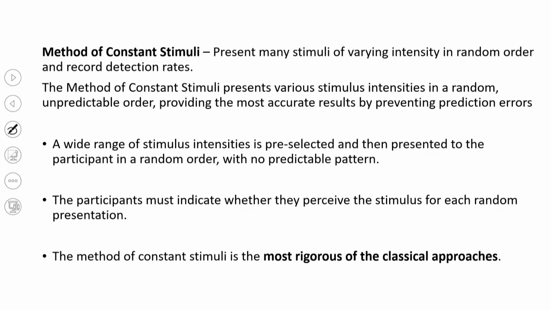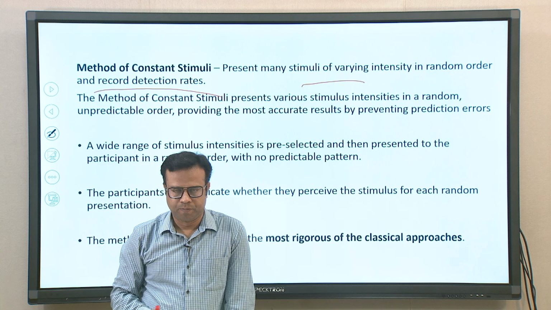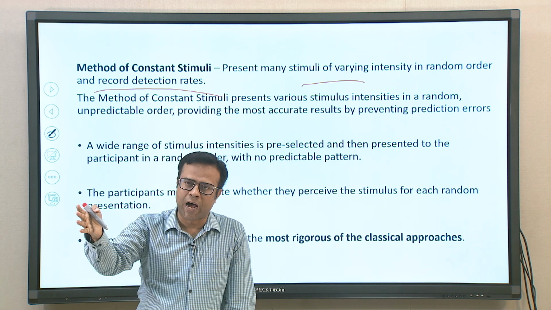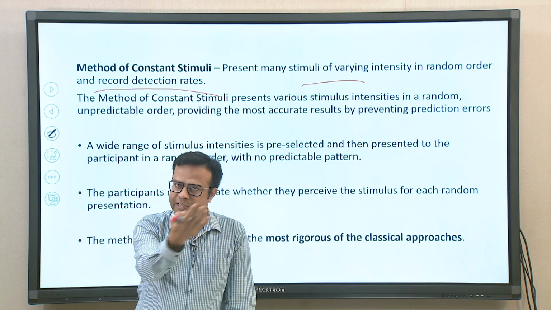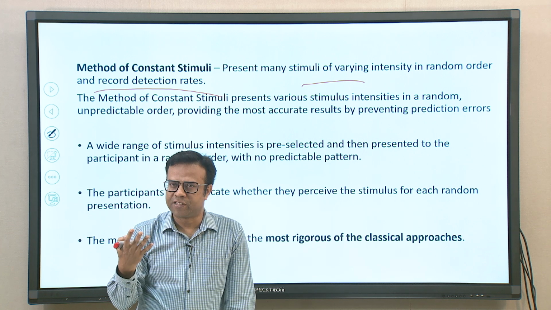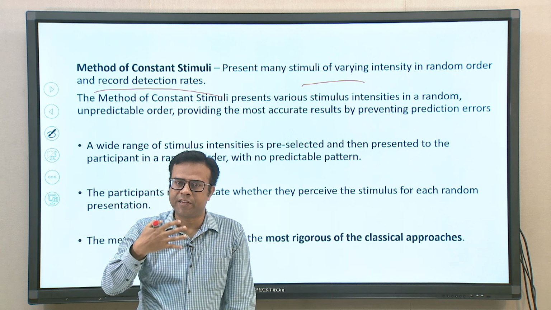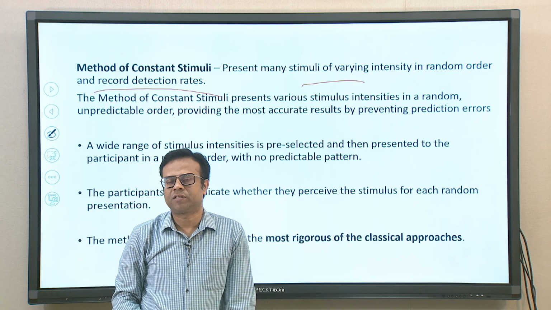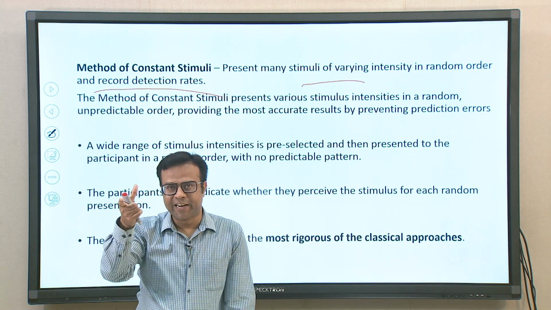The last method is called the method of constant stimuli. Now, what is that method? Here the experimenter again presents; the participant is not given the control. The experimenter presents stimuli of varying intensity in a random order and records detection rates. Now, here there is no pattern, like low to high or high to low, which was there in the earlier cases. In this case, all kinds of intensities, sometimes high, low, moderate and so on, can be randomly presented, and the participants are asked to report when they can detect something.